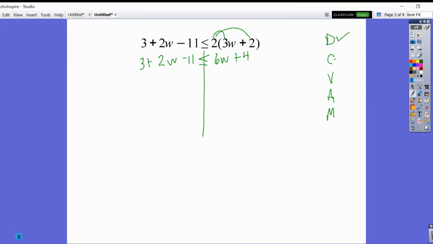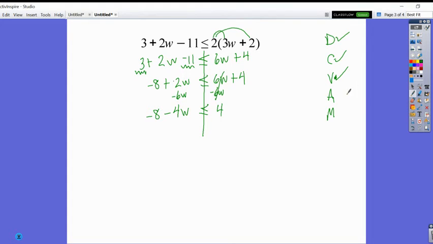Then C for combine like terms. When I look on the left side, I've got some like terms as constants, 3 and -11. That makes a -8. Bring down my +2W, keep that less than or equal to, bring down my 6W plus 4. Now, V for variables, get all my variables over to one side. So I'm going to go ahead and subtract my 6W to cancel it on the right, and what I do on one side, I have to do on the other side. So -8 now, and the +2W with -6W leads us to a -4W, less than or equal to now. All I have on the right side remaining is a 4, taking care of the variables.